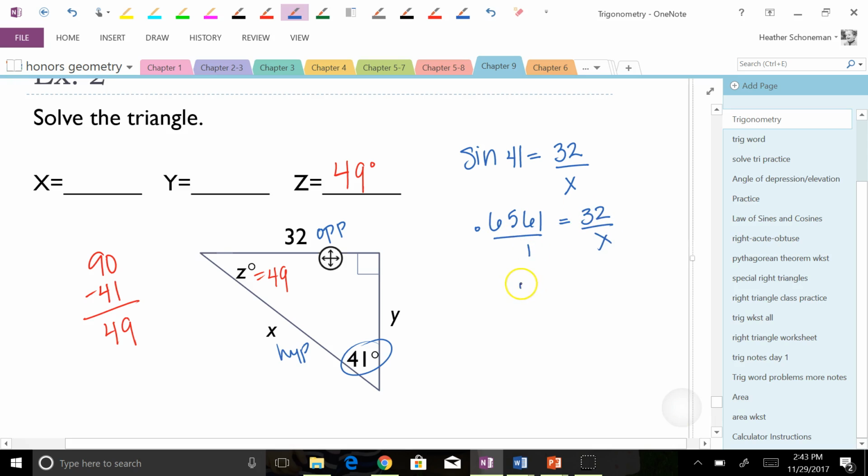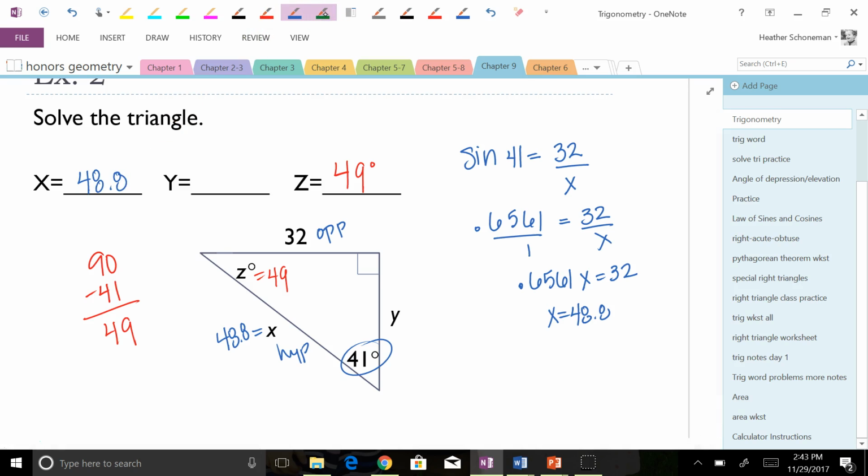I'm going to solve by cross multiplying, so I get 0.6561x equals 32. Now I'm going to divide, so 32 divided by the decimal gives me 48.8. So x is 48.8, which makes sense. It's a hypotenuse. It's got to be bigger than the other legs. So x is 48.8.